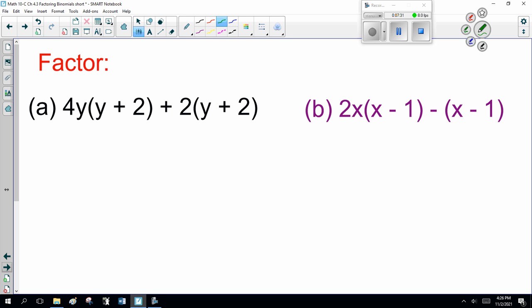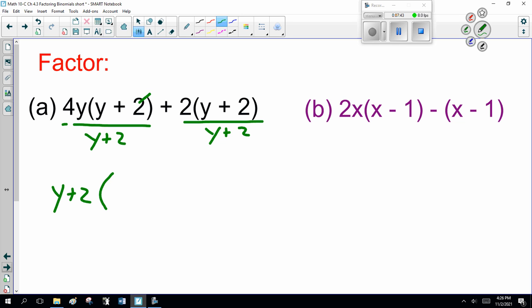Now, some people insist on multiplying this out. You can do that. I'm fine with that. Too much work. Way too much work. Now, you're down to 4y plus 2. All right? Now, I just screwed that up. What did I screw up? I did not completely factor it.